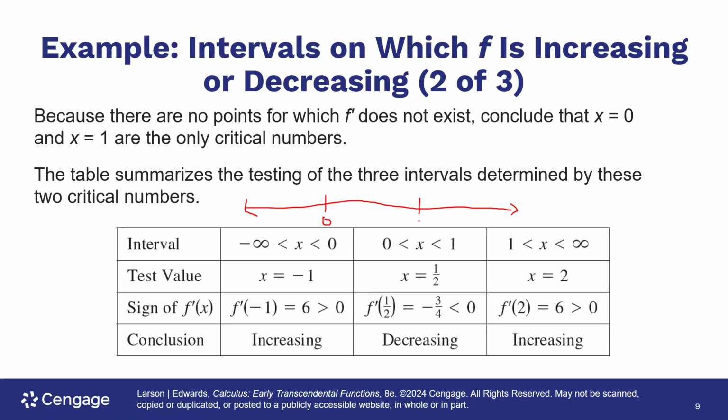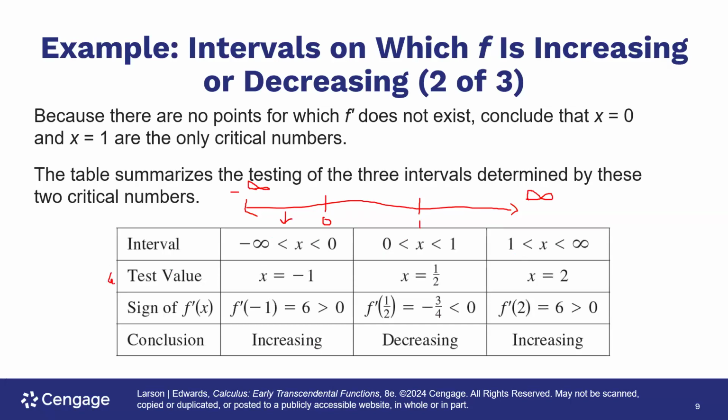So with 0 and 1 on a number line, we see we have an interval on the left from negative infinity to 0, an interval in the middle from 0 to 1, and then an interval on the right from 1 to infinity. And we've created a chart with 3 columns for each of those 3 intervals. Here's our interval from negative infinity to 0, our interval from 0 to 1, and then our interval from 1 to infinity. After that, we want to find some test values.